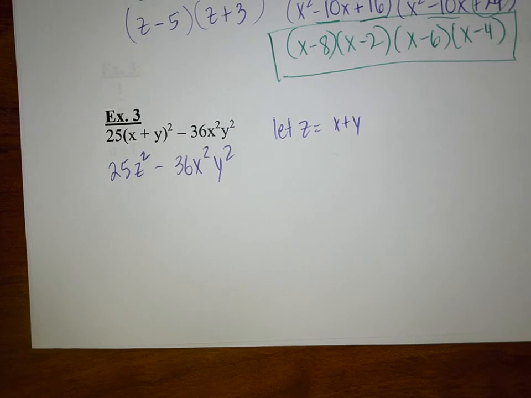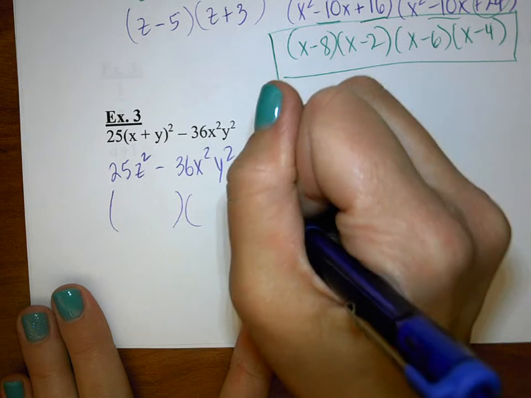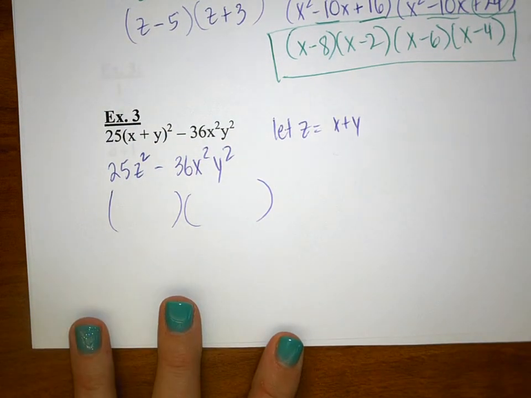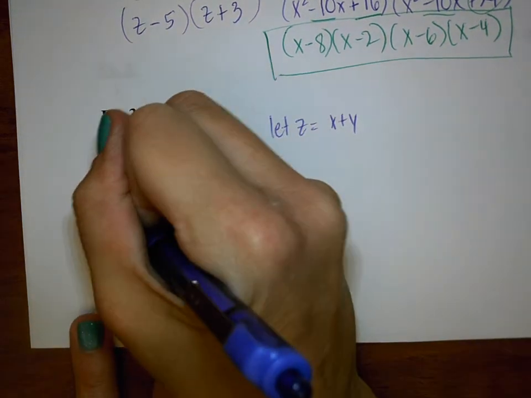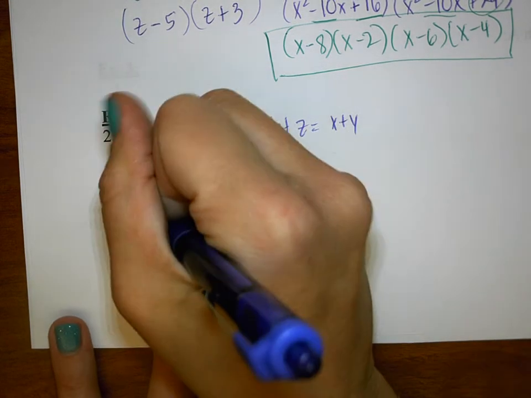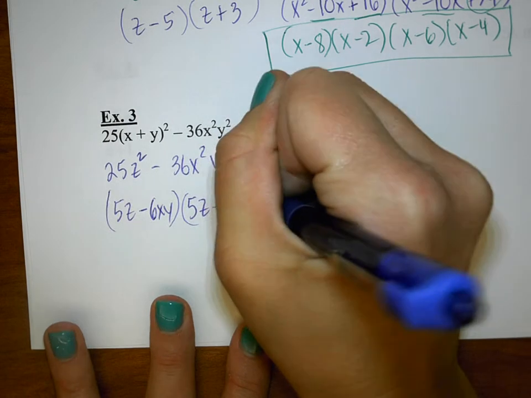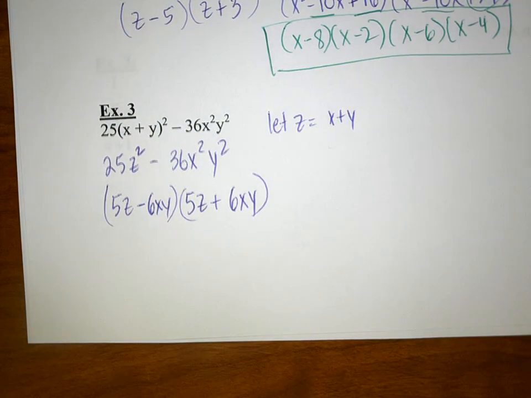But in this case, are these cubes? No, they're squares. Also, you should always check for GCF first. No matter whatever you do, check for GCF. There's no GCF here. So what are my squares? How is this going to factor? 5z in the front of both of them. Good. We have a minus 6xy and a plus 6xy. Can these be factored any further?